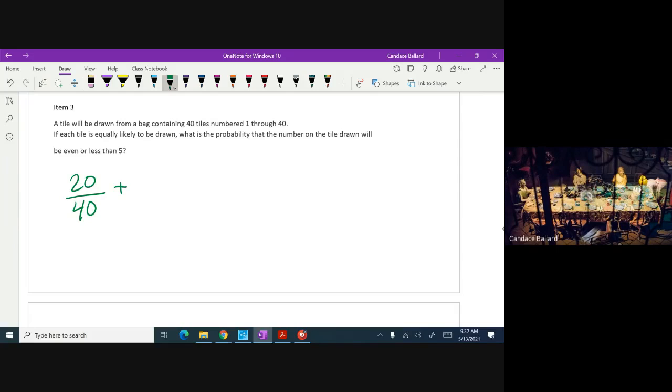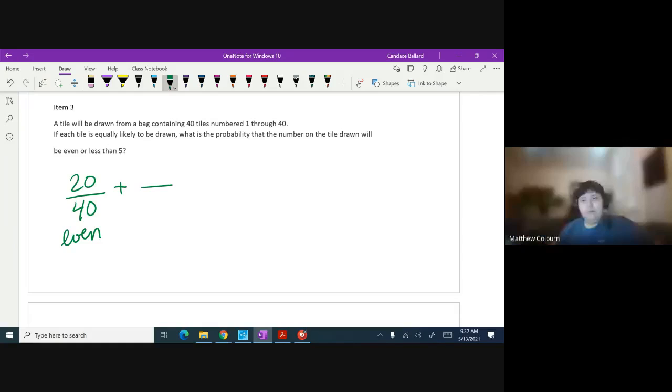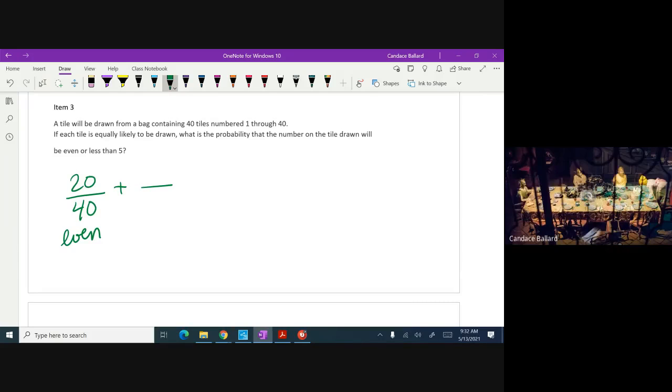I'm pretty sure we're supposed to add here. So either we've got the even ones, or we have the ones that are less than 5. How many of them are actually less than 5? 4, but since we already counted for evens in the last step, we might have to do the overlap, right? That's where I was making my mistake. So there's 4 of them that are less than 5, so we've got 4 out of 40, and we know those would be 1, 2, 3, and 4.